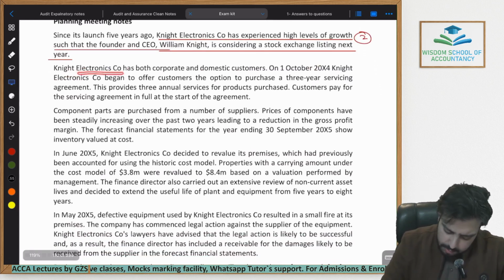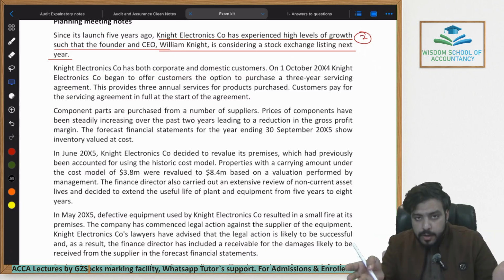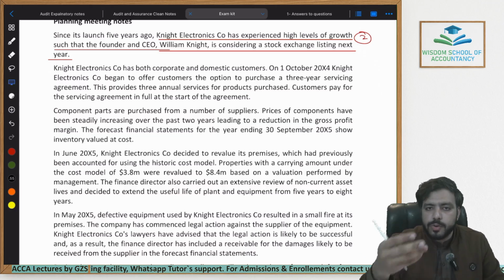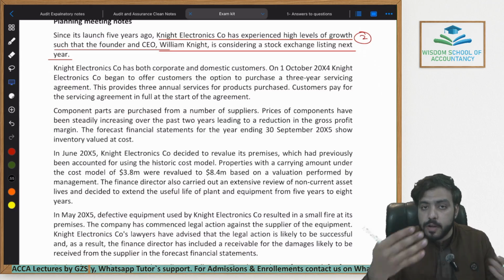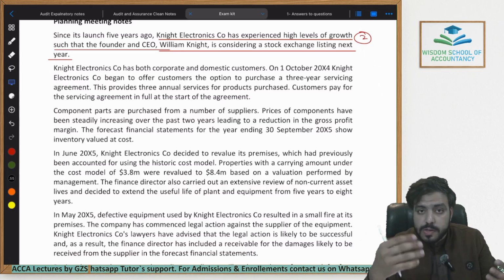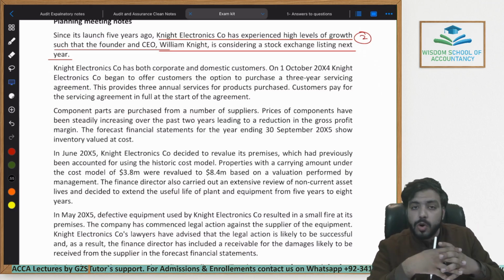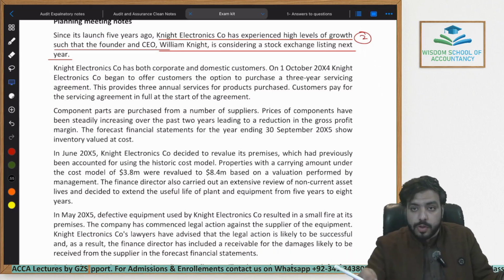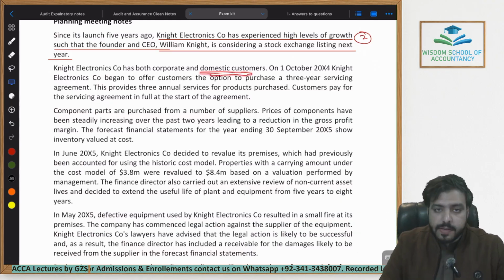Knight Electronics Corporation has both corporate and domestic customers. By corporate, we mean customers who buy in a huge quantity from us, and by domestic, we mean people like you and me who buy security things, Alexa and door locks for our own home. So individual customers are known as domestic customers. Corporate customers are known as buildings and so on and so forth, which do not just buy one security lock for one door. They would buy thousands of different security locks for all the buildings. So bulk purchases versus one single purchase.